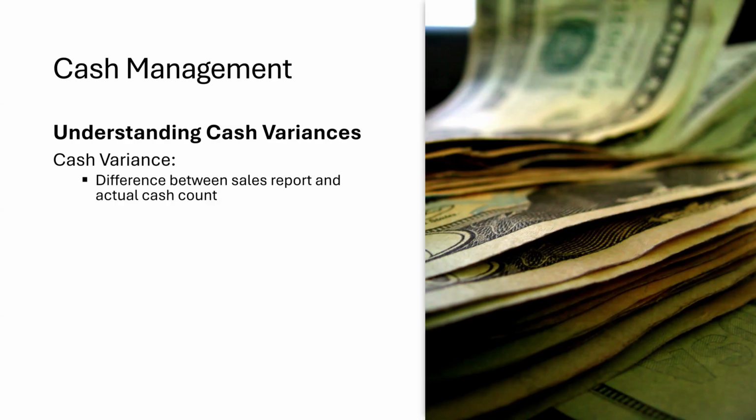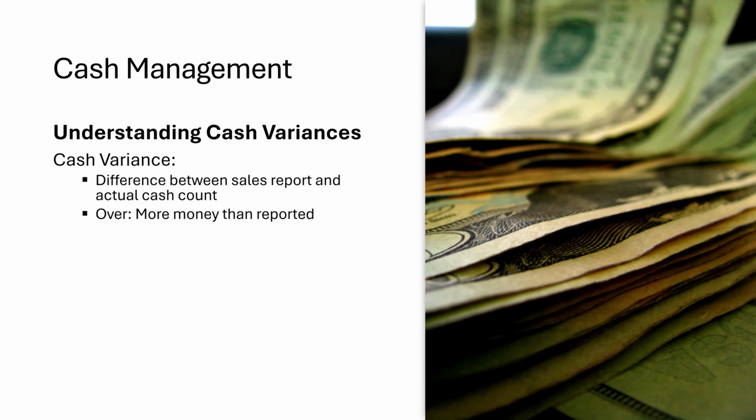When differences or variances start to come into play, the variance of your cash is the difference between what the sales report, the point of sale system, says we should have, and the actual cash count. Love to have it at the end of the night that it all equals up, but invariably it doesn't. So we have to investigate why. If it's a big difference, it's even more important. So make sure that we stay on top of it.